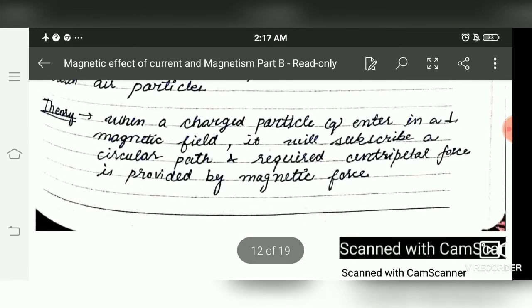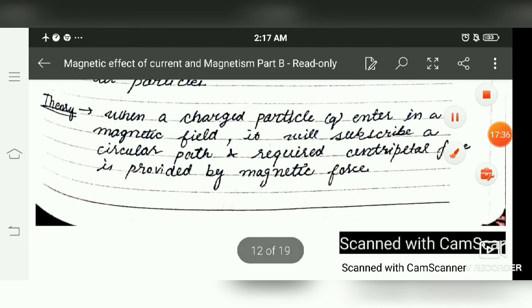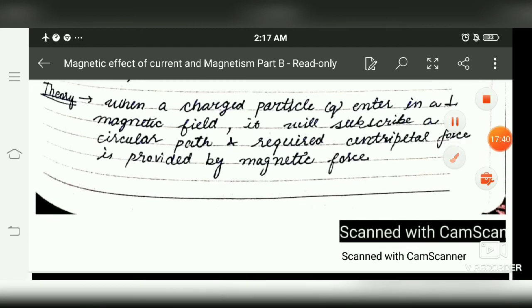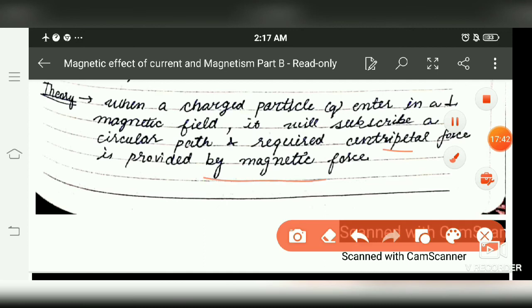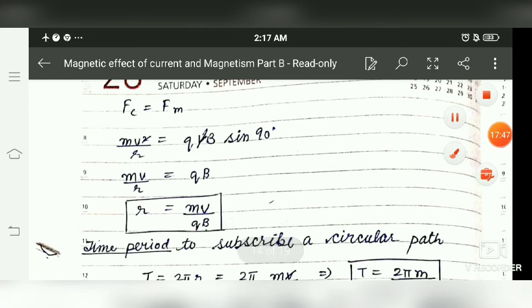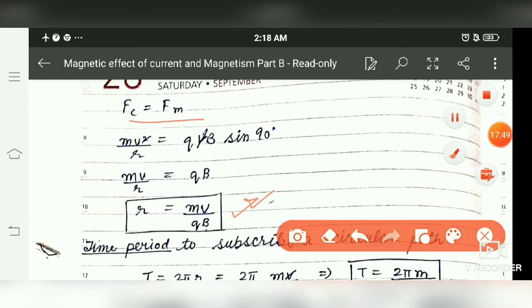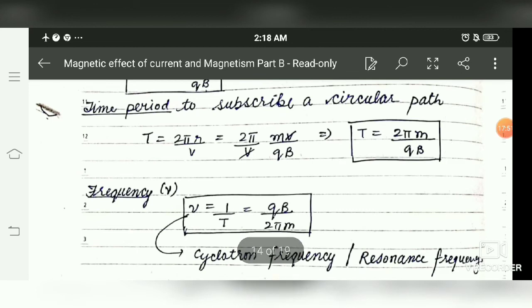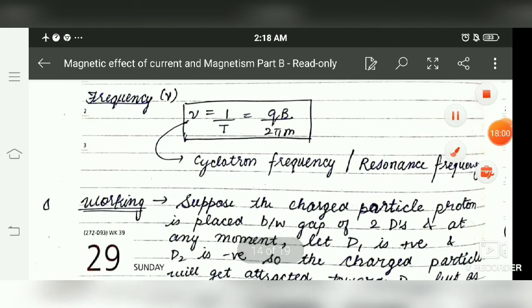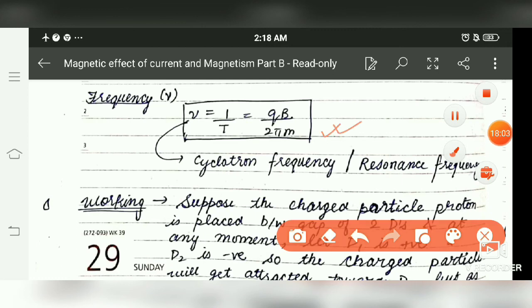So when a charged particle Q enters the perpendicular magnetic field, it describes a circular path and requires centripetal force, which is provided by the magnetic field. From here we get R is equal to this, and time period is equal to this, which we had already derived earlier. So frequency is 1 by time period, so it is this. So from here we can see that frequency is independent of velocity.